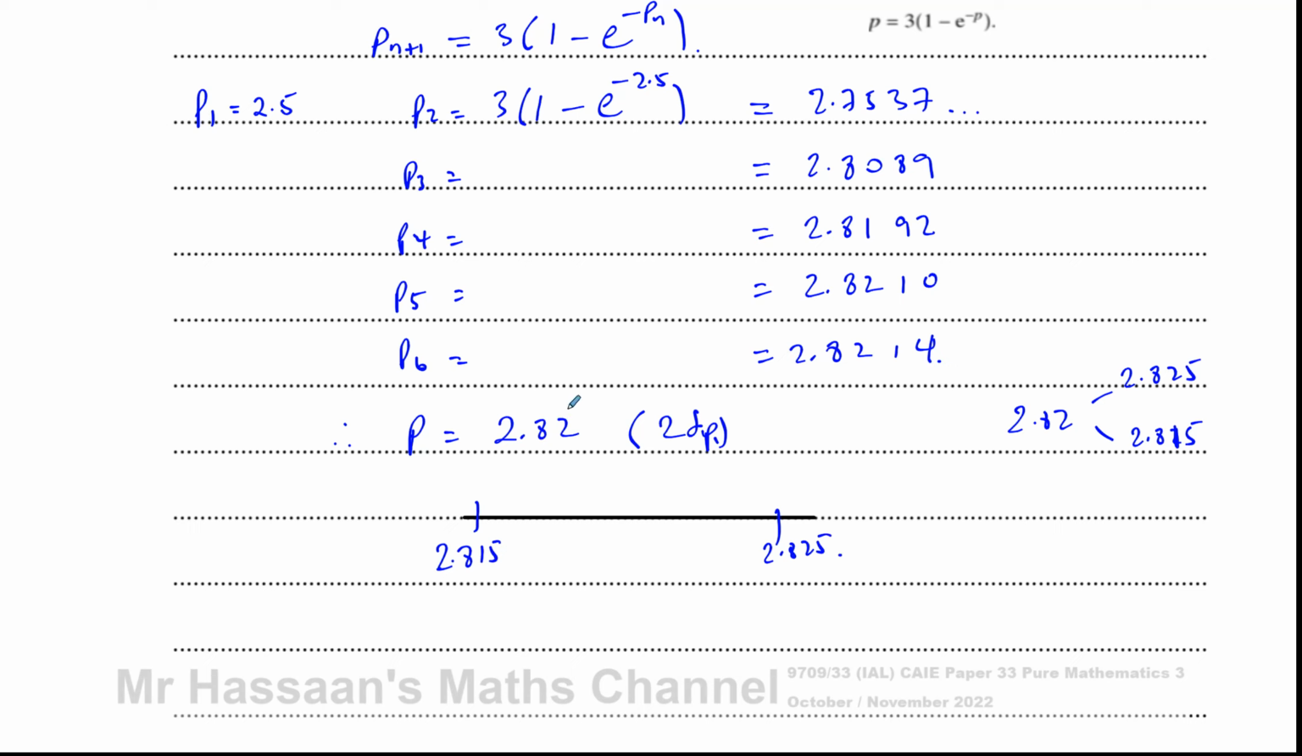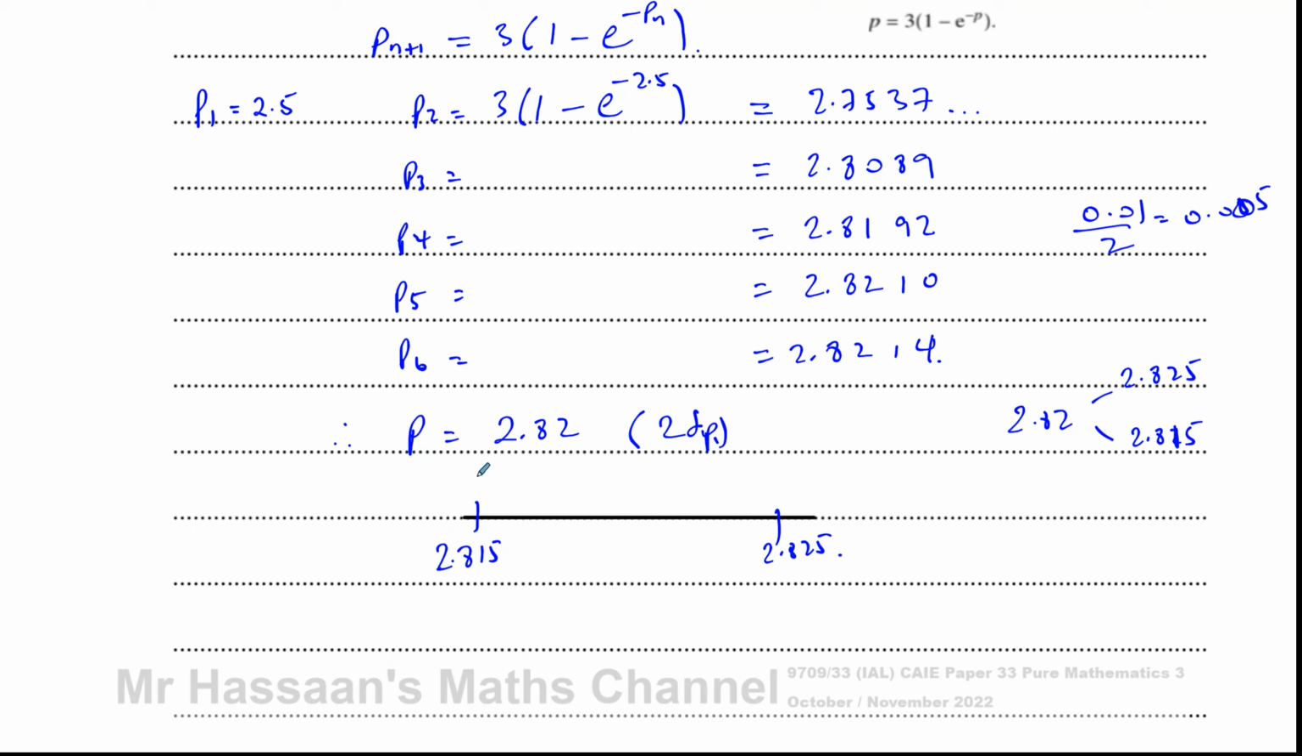Basically, I saw that it's been rounded to 2 decimal places. So it's been rounded to 0.01. I divided that by 2. That gave me 0.005, sorry. And I added that to this number to give me the upper bound. And I took away from this number to give me the lower bound. So when I added 0.005 to this number, it gave me 2.825. When I took away 0.005 from this number, it gave me 2.815. So that's the upper and lower bound.